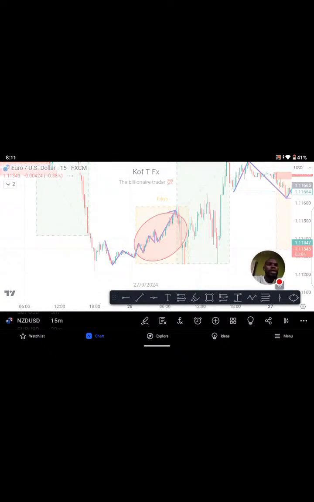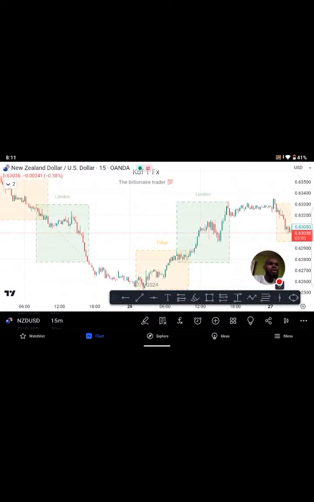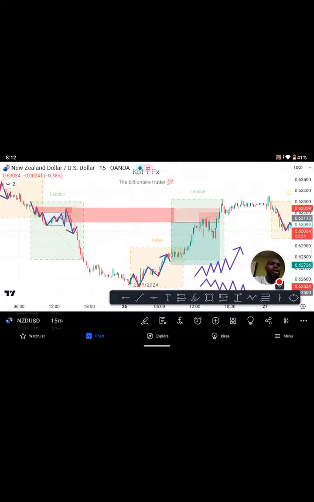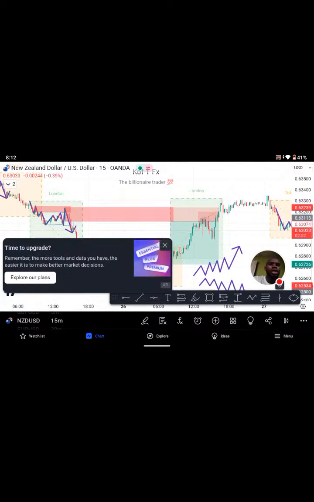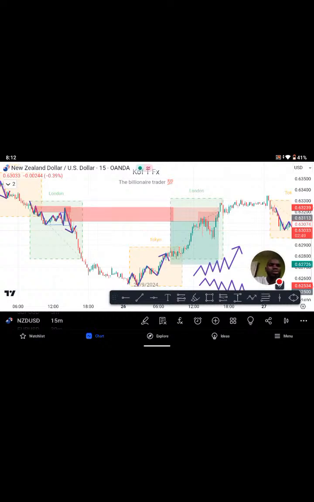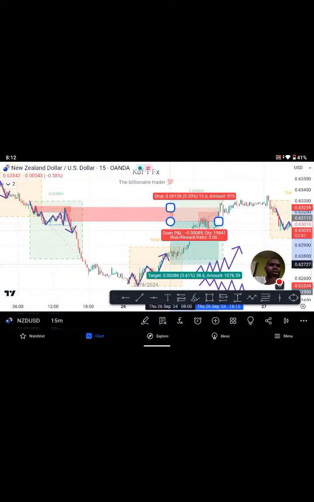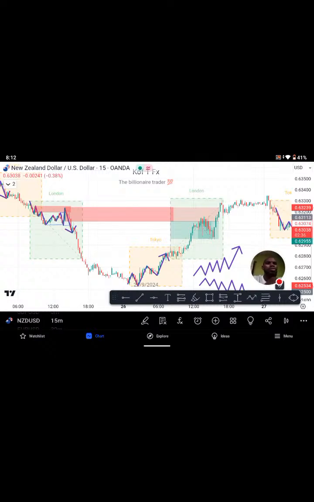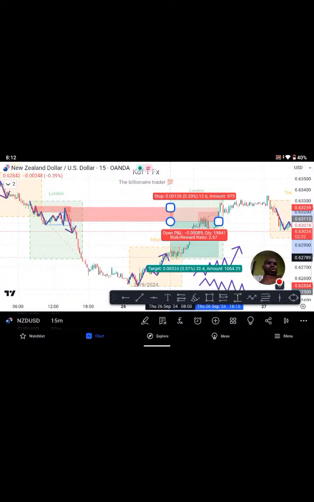Let's review the NZDUSD trade we took yesterday. For NZDUSD, the price did not give us the 3 RR as well. It only gave 1 point something RR. Let's check. As you can see, it also gave 1.25 RR before going the other direction. So what could have happened?